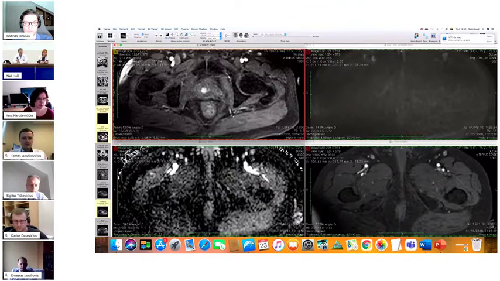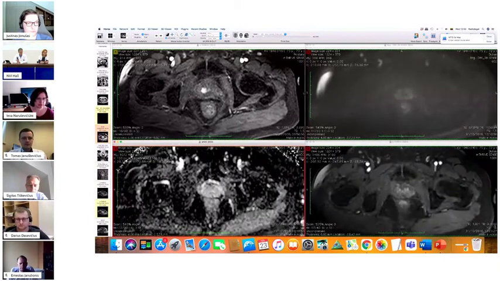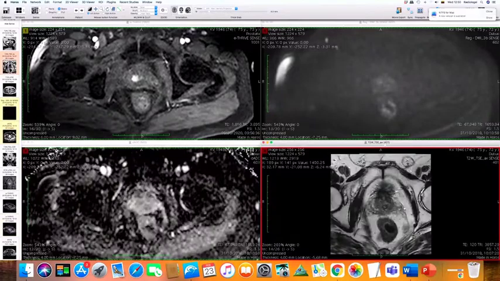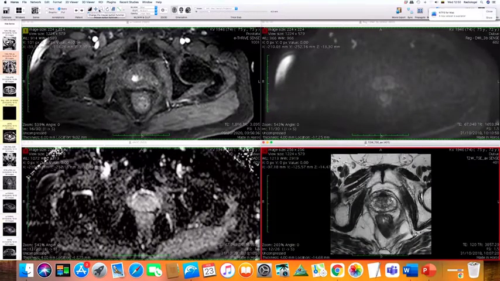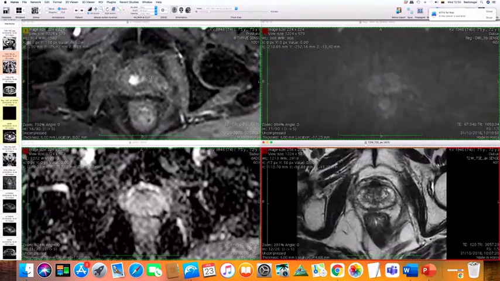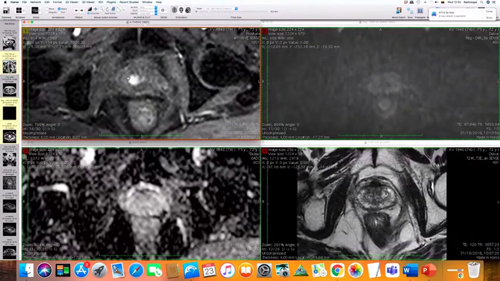On MRI, we see a focus in the right transitional zone here, with contrast enhancement, but there is no diffusion restriction at this site. So the radiologist decided that it could be an adenoma.